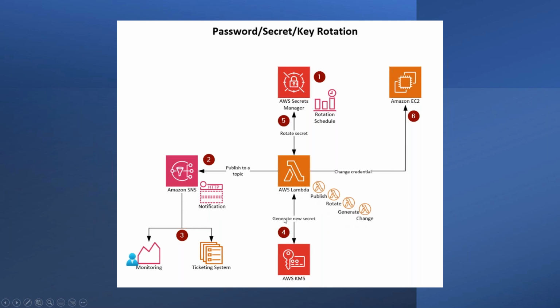The Lambda will engage AWS KMS, or Key Management Service. Key Management Service allows you to auto-generate, securely, new keys and secrets. So it generates a new secret, pushes that back to Secrets Manager, rotates the old secret with the new secret, and at the same time, another task written on the Lambda will allow us to change the credential on the affected endpoint.